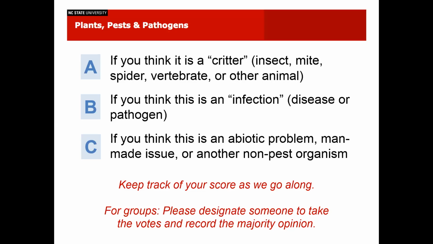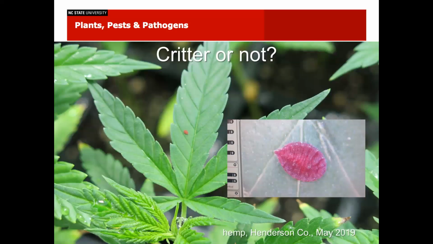So we will present you with some photos and ask you what you think it is. And this is kind of just going to be fun, and hopefully as you go along, you can keep track of your score. If you have a group, you can vote to see what the answer will be. Everybody record their scores, and at the end we'll see how people did. So everyone ready? I think so. All right. Well, the first one, critter or not.